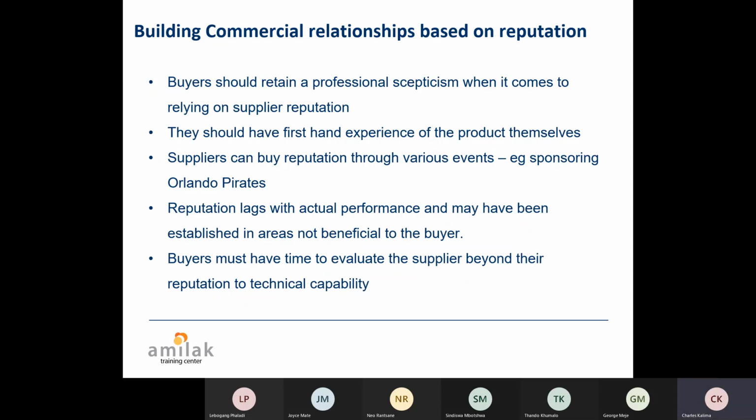Suppliers are buying reputation, and big guys are good at hiding their poor performance by flashing money around. They will sponsor Tico Modise or one of the top players.